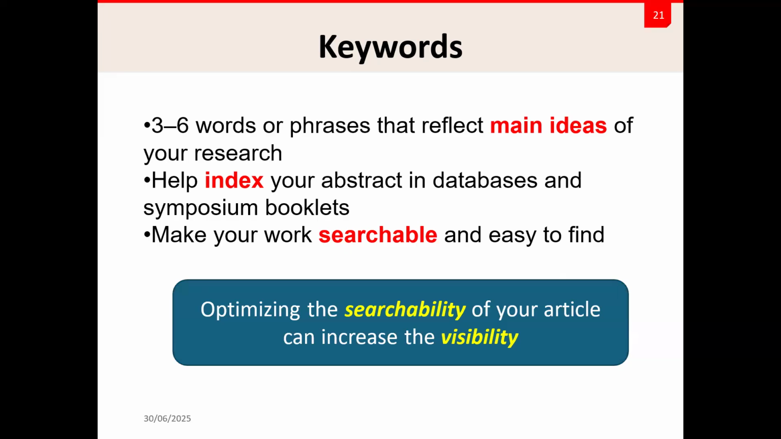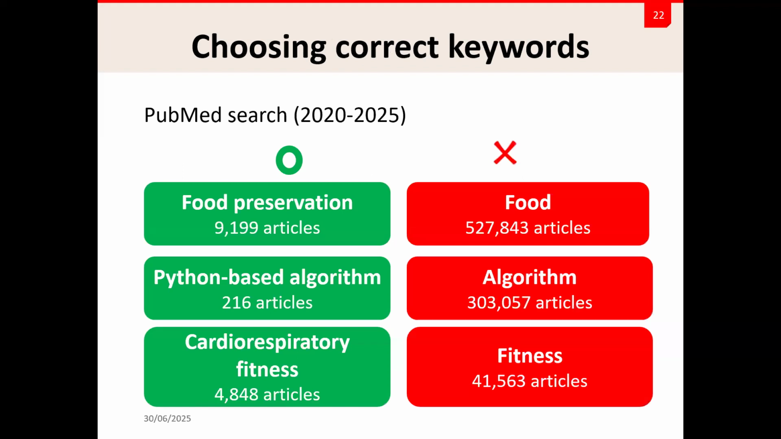If you go to PubMed and search some keywords, for example, within 2020 to 25 and type food as a keyword. When you write your abstract, if you put food as a keyword, if you are doing some food research, you will get over 500,000 articles. But what if you are specific and put, as an example, food preservation? You get about 9,000 articles. So that increases your searchability.